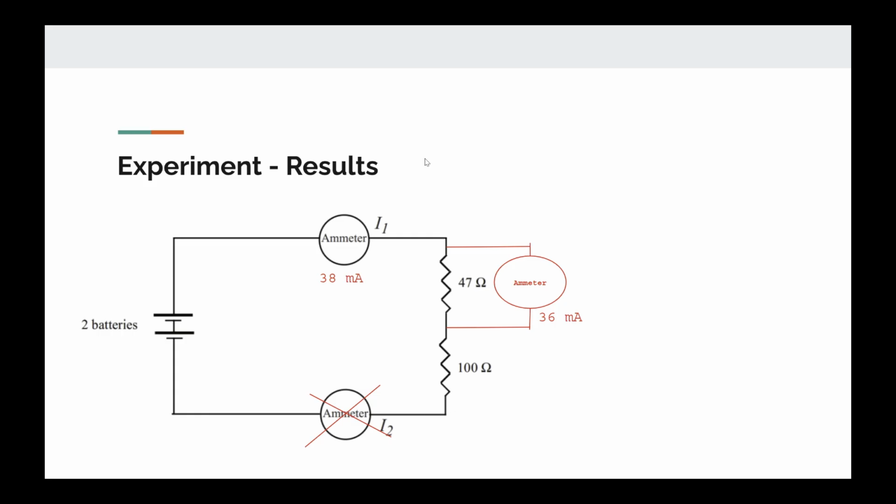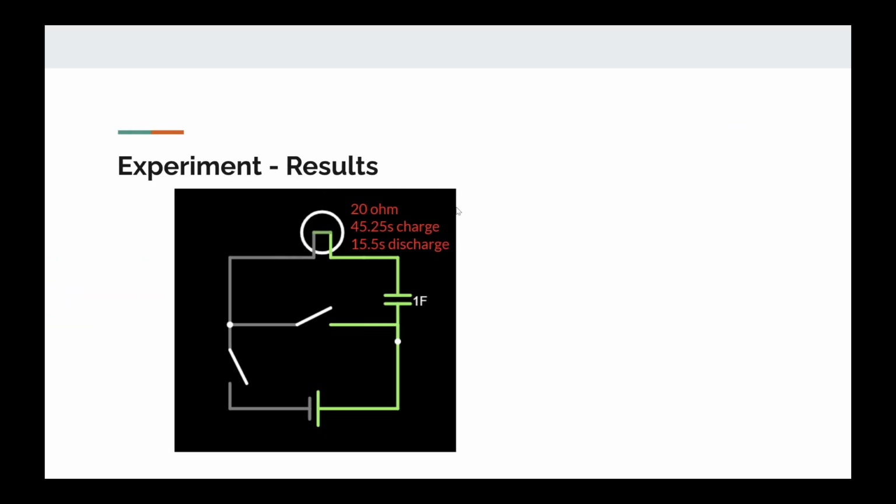When the bottom ammeter was disconnected and then shunted the 47 ohm resistor, the current jumped up to 38 milliamps and 36 milliamps. These can be considered the same because of small measurement errors. The reason this current jumps so much is because most of the current goes through the ammeter that is shorting out the 47 ohm resistor instead of going through that 47 ohm resistor, meaning that more current can pass through because overall resistance is lower.